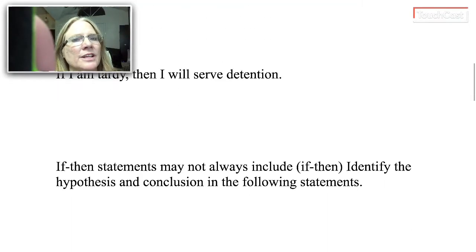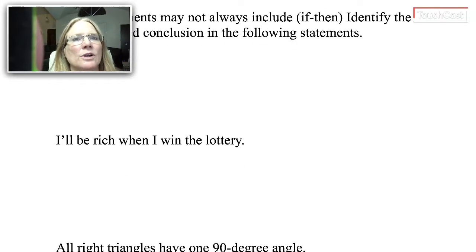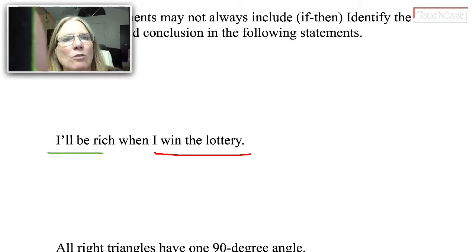As I said before, if-then statements may not always include the words if and then. So we're going to try and identify the hypothesis and conclusion in the following statements. The first one, I'll be rich when I win the lottery. Think about that. What part is the hypothesis and what part is the conclusion? Okay. The hypothesis here is I will win the lottery. What happens when I win the lottery? Well, then I will be rich.